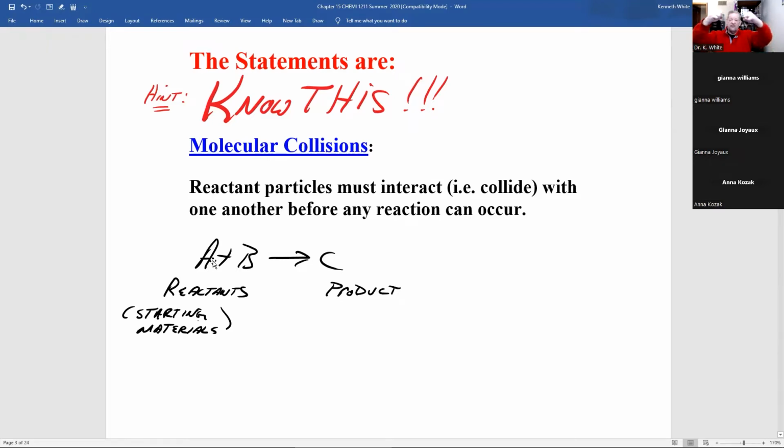How do you like these special effects? Boom, collide. Hopefully they don't go boom.